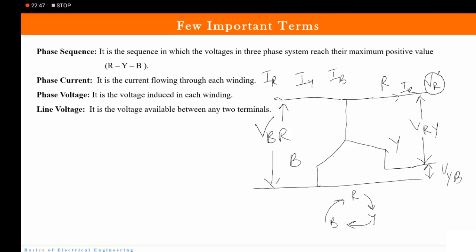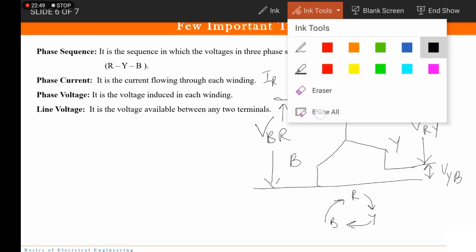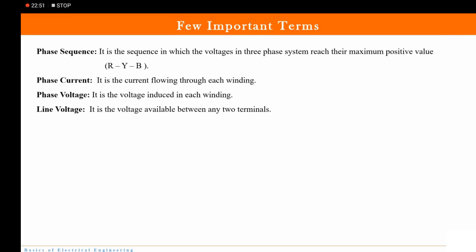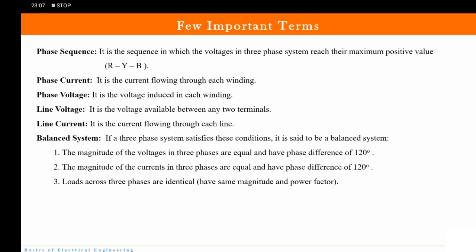Similarly, we will have line current also. We shall erase this. We will go to the next term. Line current. So we have line voltage, line current. It is the current flowing through each line. So whatever current flows through that line is the line current. Then we have balanced system.